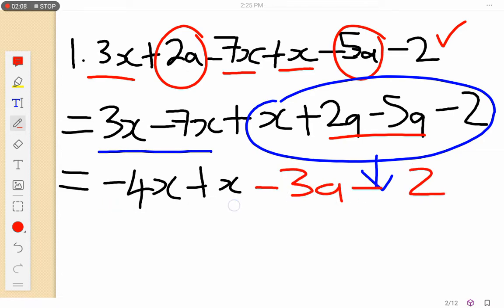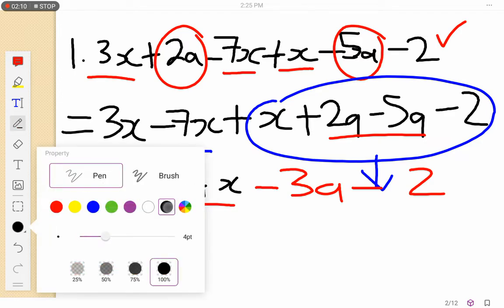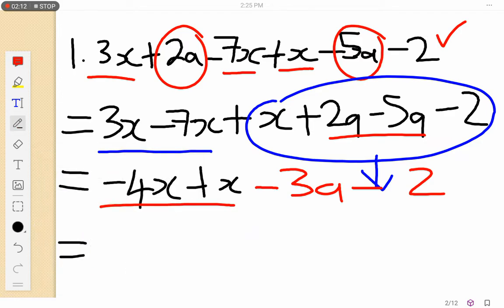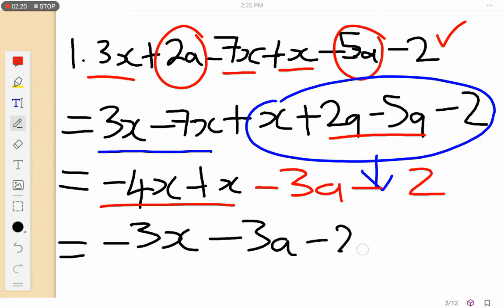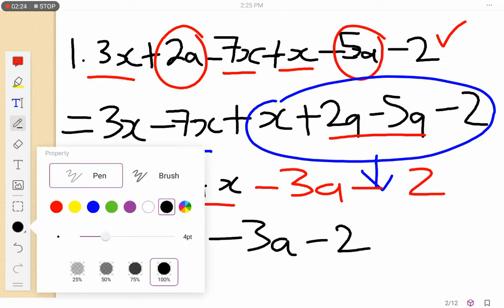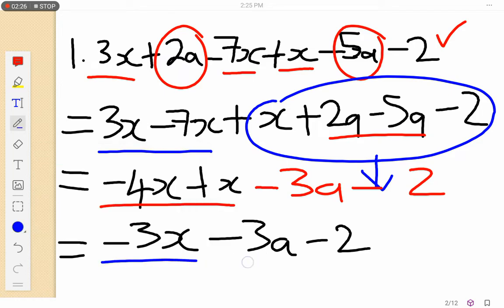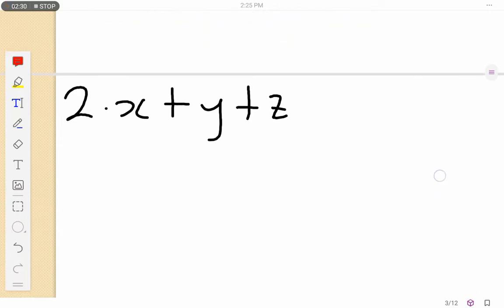Let's solve for the first expression. I'll have minus 4x plus x, which is minus 3x. Then I have minus 3a and minus 2. Looking at our solution here, we do not have like terms, so this becomes the final answer. Let's go on to another question.